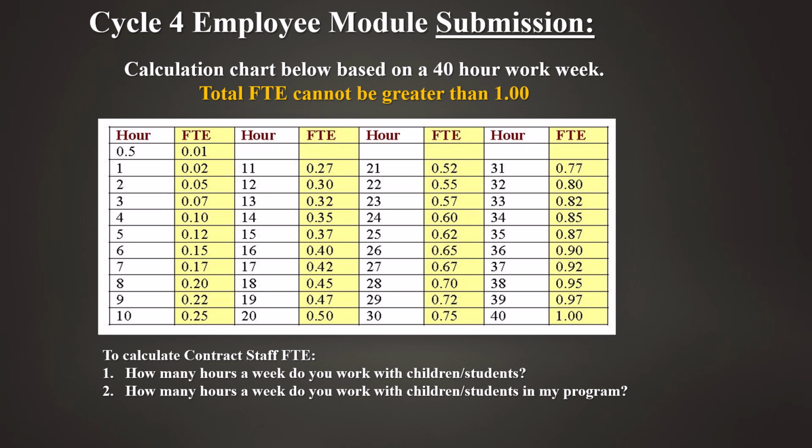Once the cycle is submitted and that person's FTE is compiled, it also can't be greater than 1. So, in order to accurately gather the FTE of a contract staff person, ask them two questions. The first is, how many hours a week do you work with your children or students? And two, how many hours a week do you work with children and students in my program? Divide the second number by the first, and you have their FTE in your program or district.